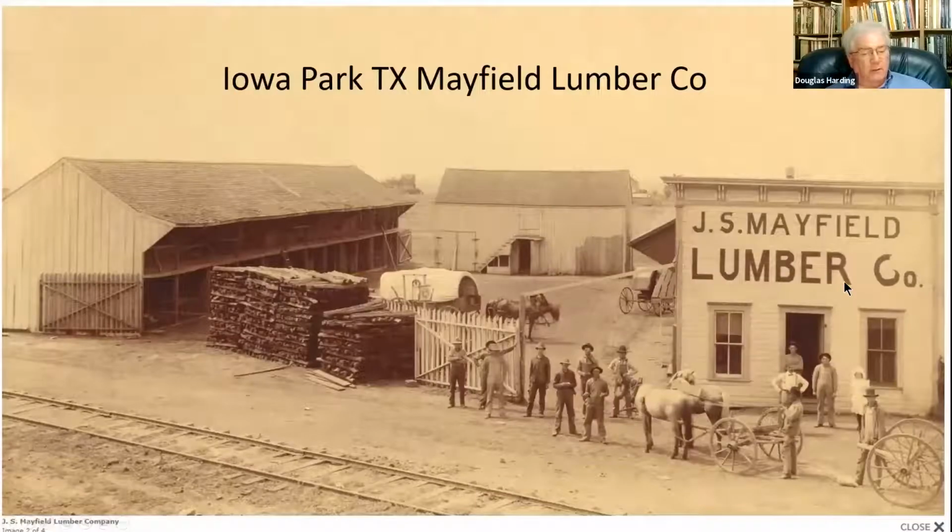And this is Iowa Park, Texas, Mayfield Lumber Company. Again, you got the stacks of fence posts. You got the open bin shed. You get a barn or closed building here for things. You got the office and the picket fence gates. These are hinged, so they swing open and close. And of course, the railroad tracks where everything came in and could be unloaded right here.